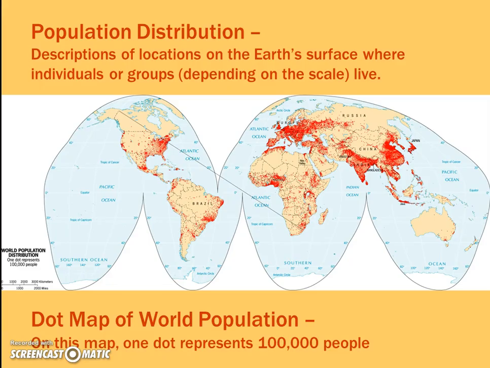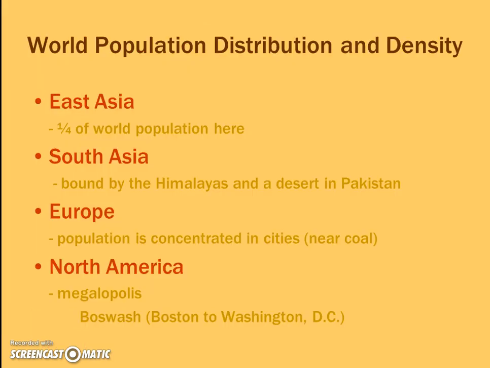Dot maps are especially important to see where the majority of the population lives. You should know, again, East Asia and South Asia, they're located near rivers. That's where farming began. And then in Europe, the population is actually concentrated more near coal deposits from the Industrial Revolution. So that's a key difference. And then lastly, with North America being your fourth largest population density region, the megalopolis of Boswash, Boston to Washington, D.C., is a big deal.